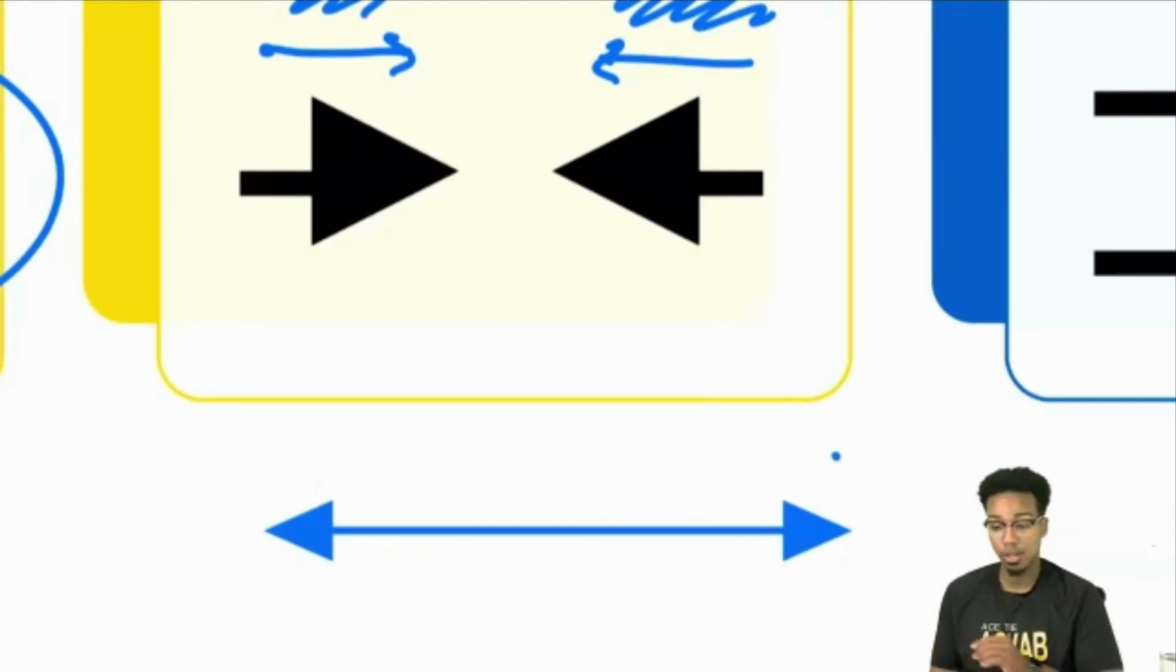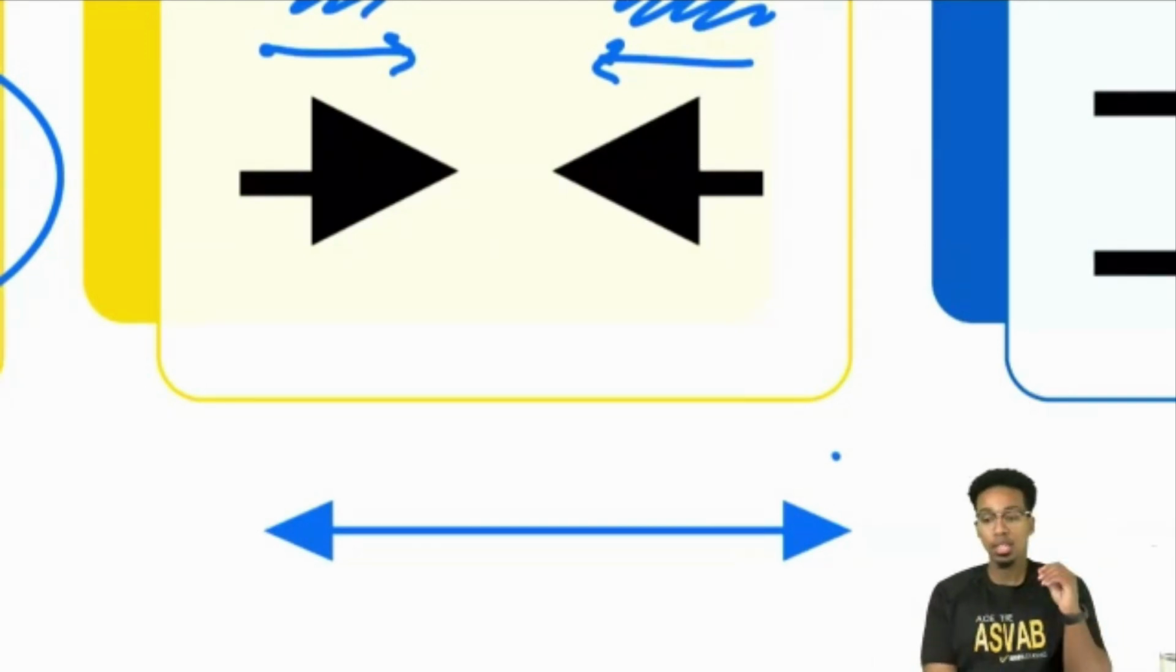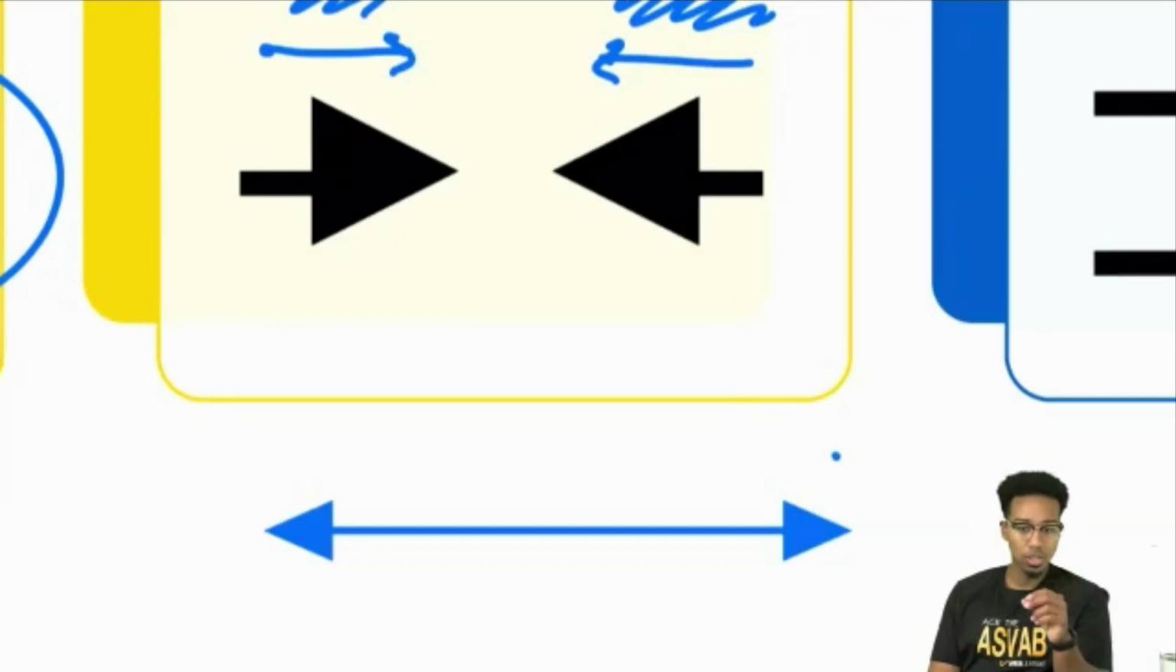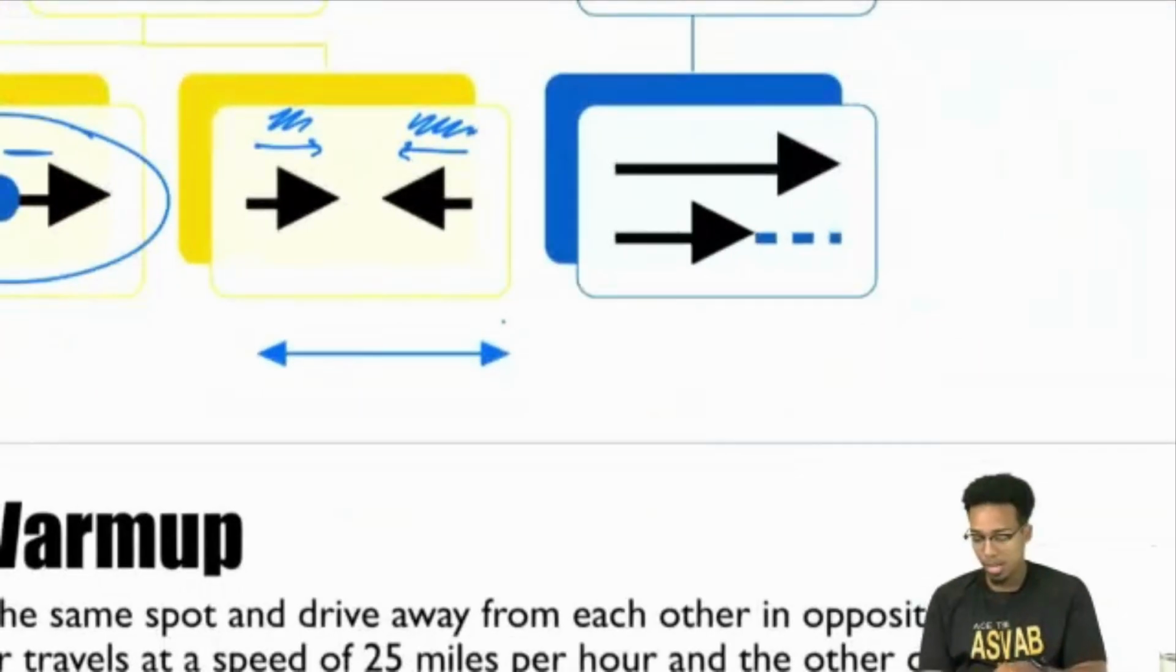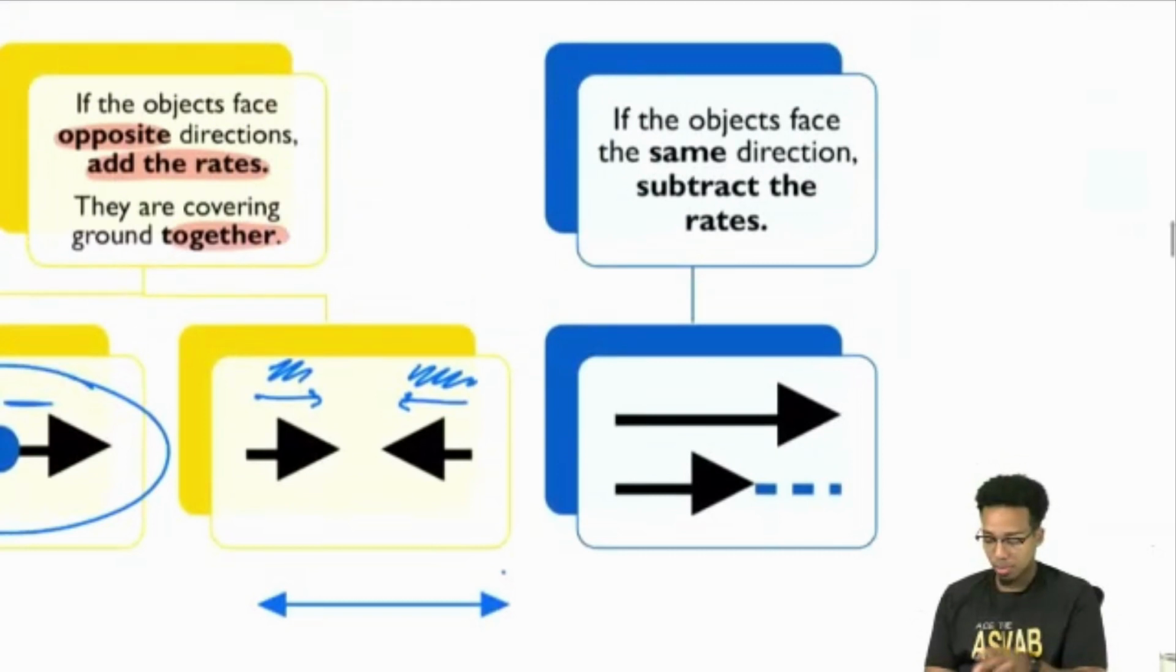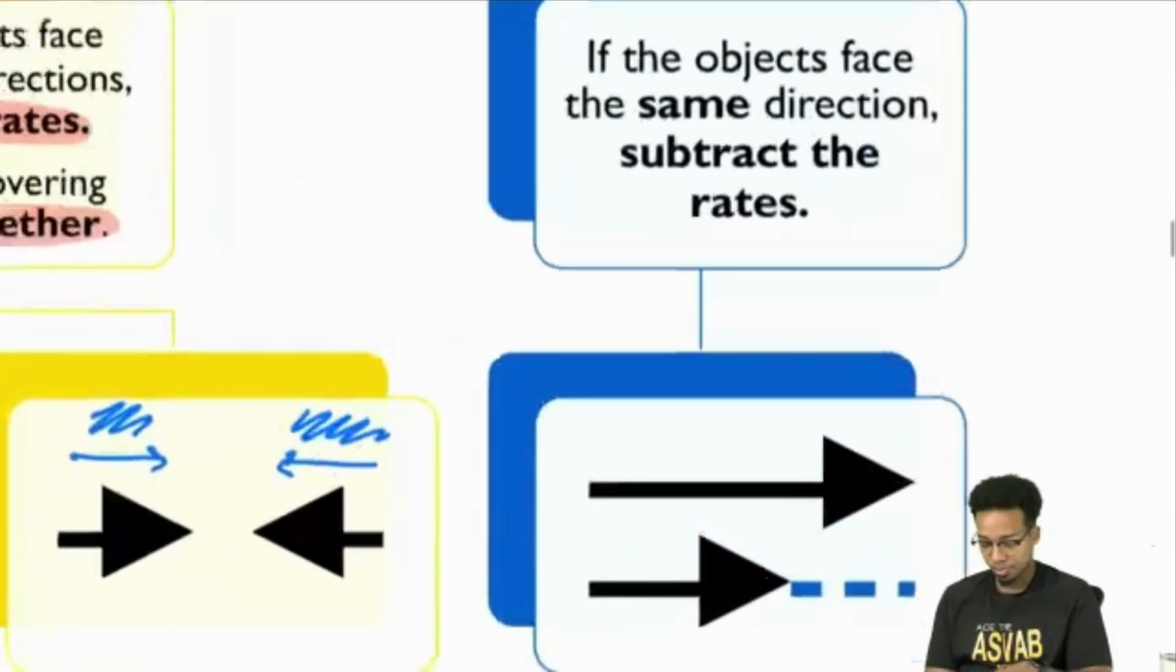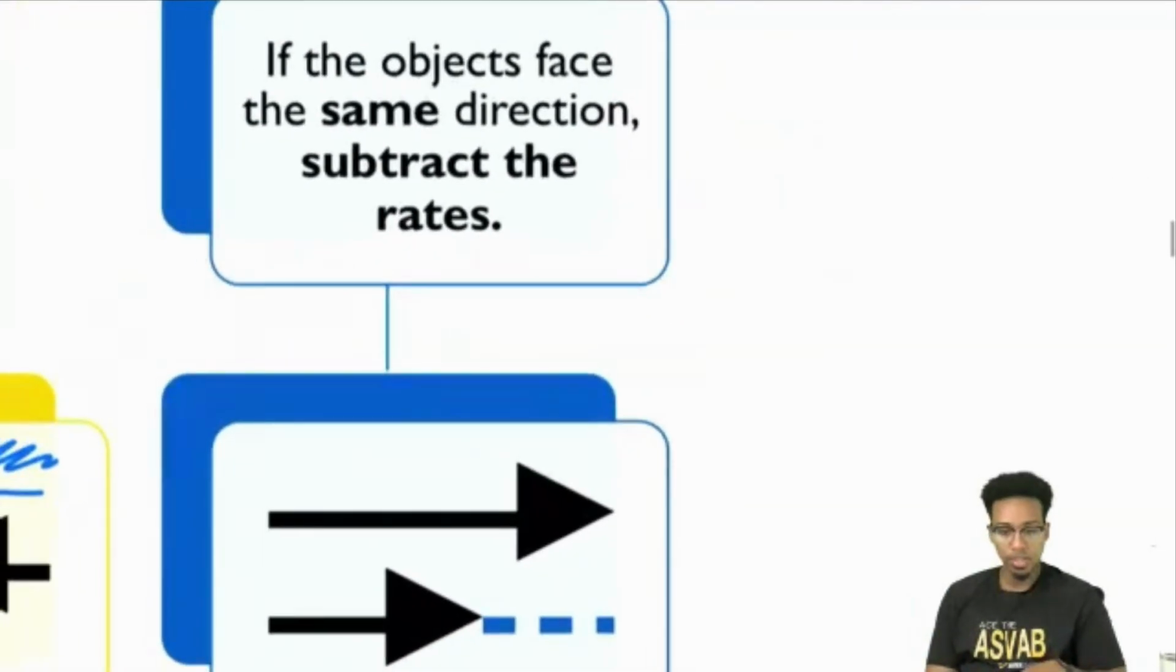They absolutely are. Yes or no? Does that make sense, everybody? If the objects are facing each other, they are facing opposite directions. Perfect. That's the biggest thing right there. And then here, if the objects are facing the same direction, zoom in on that a little bit, right there. So if the objects are facing the same direction, what you want to do is subtract the rates.